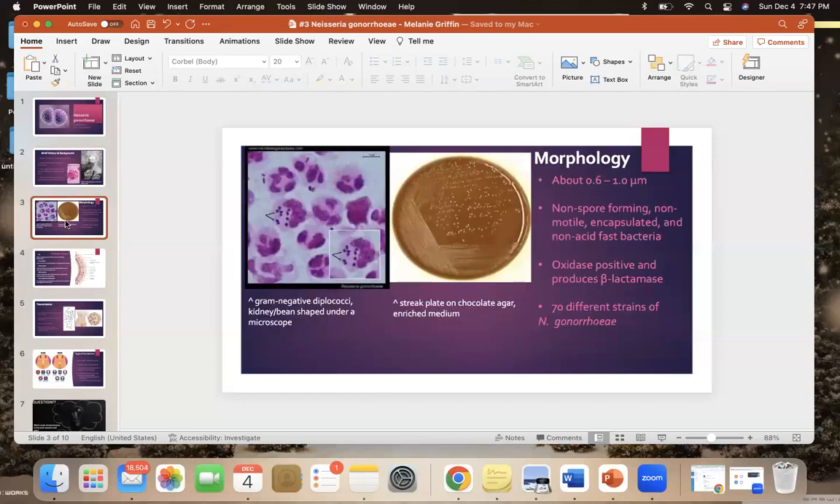Neisseria gonorrhoeae is a gram-negative diplococcus. The small, smooth, and non-pigmented colonies appear on chocolate agar after 24 hours of incubation at 37 degrees Celsius. It's about 0.6 to 1.0 micrometer in diameter. It is a non-spore forming, non-motile, encapsulated, and non-acid-fast bacterium. It is oxidase positive and produces beta-lactamase. And there are about 70 different strains of N. gonorrhoeae.